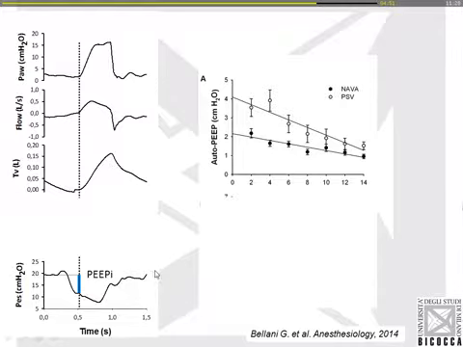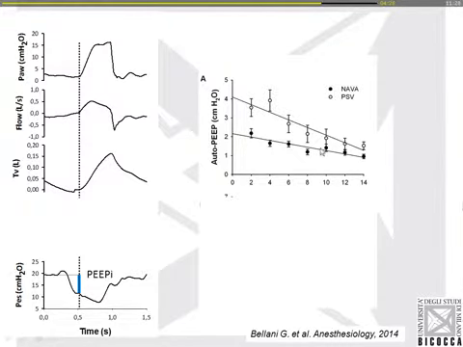This is not our invention. Of course, it was clearly described. For my convenience, I brought you this figure. Here on the x-axis is extrinsic PEEP, and you'll see that intrinsic PEEP drops as soon as we increase the PEEP set on the ventilator.